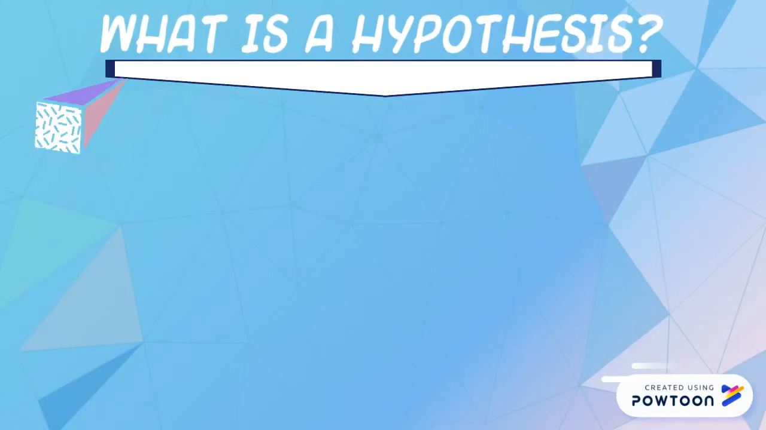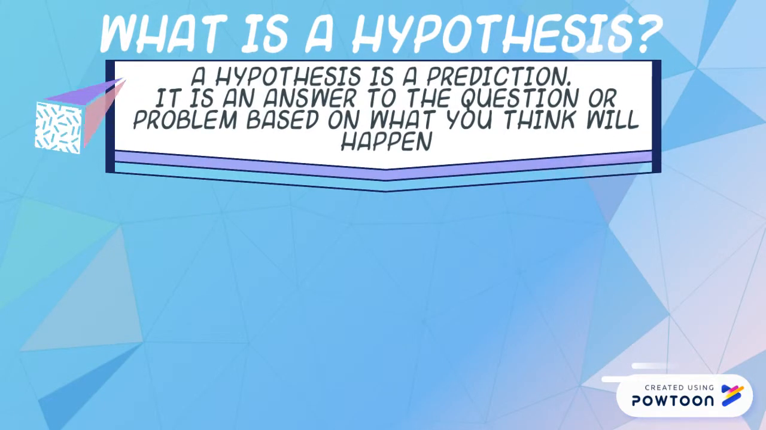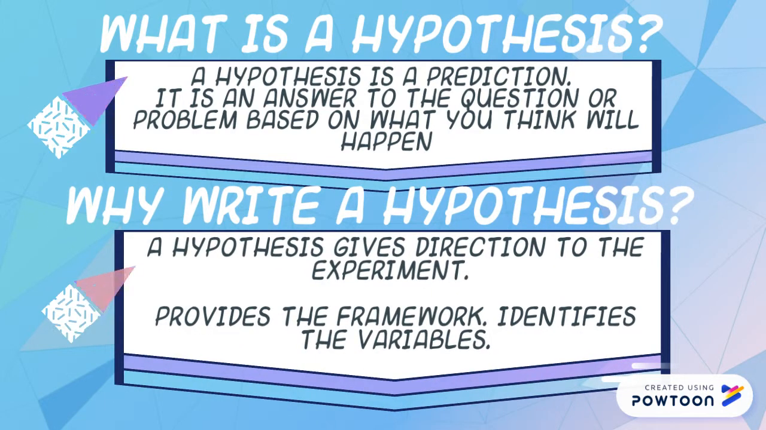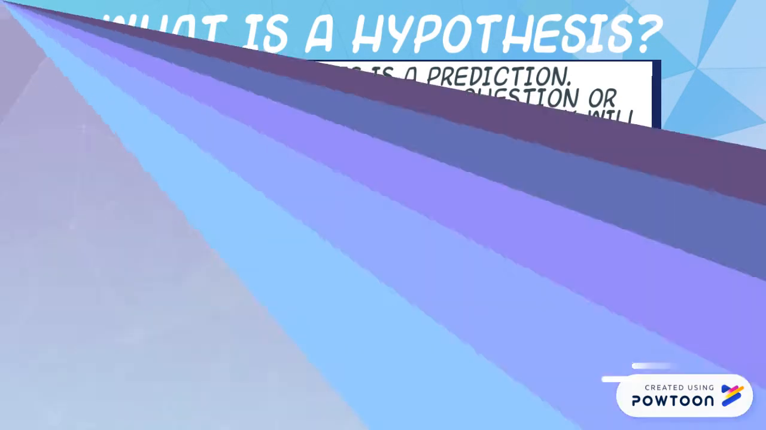So, what is a hypothesis? A hypothesis is what we think will happen in an experiment. Before you write your hypothesis, you want to know the problem or question that you're trying to solve. The hypothesis is important because it helps us frame the experiment and it highlights the dependent and independent variables.